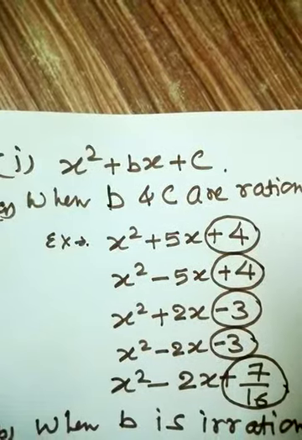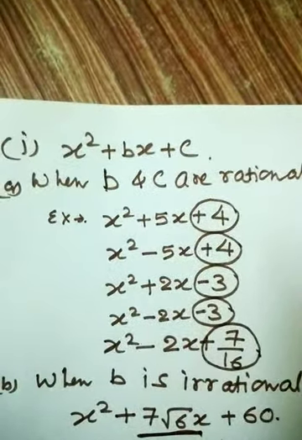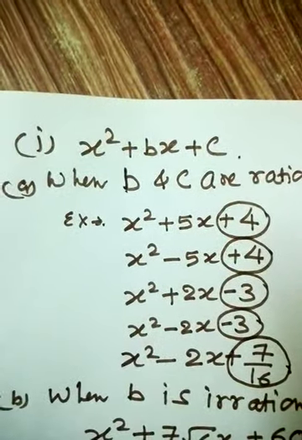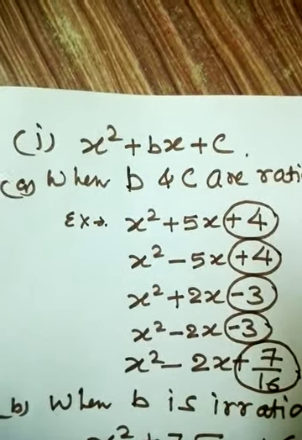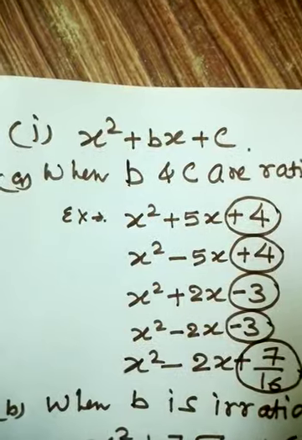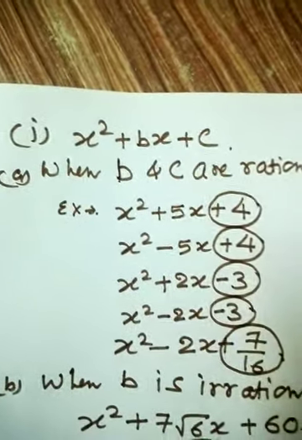The first one is when b and c are rational numbers. I have given some examples. You can see there are 5 examples. In the first 4, all the terms are integers, all the coefficients are integers, and the last one has terms in the form of fractions. But in any case, they all are rational numbers.